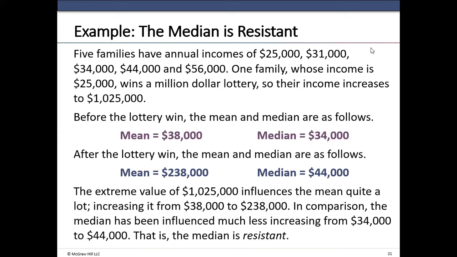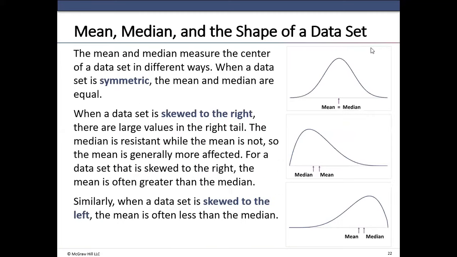The extreme value of 1,025,000 influences the mean quite a lot, increasing it from 38,000 to 238,000. In comparison, the median has been influenced much less, increasing from 34,000 to 44,000. That is, the median is resistant. The mean and median measure the center of a data set in different ways.